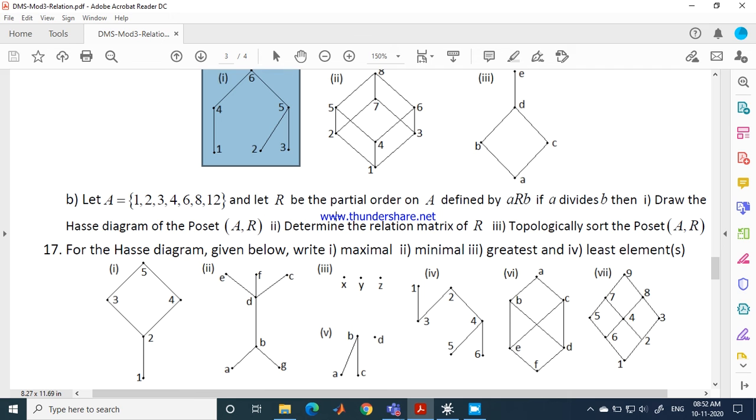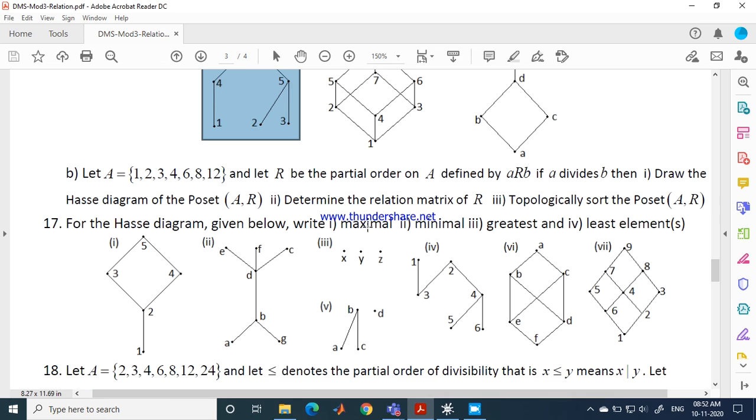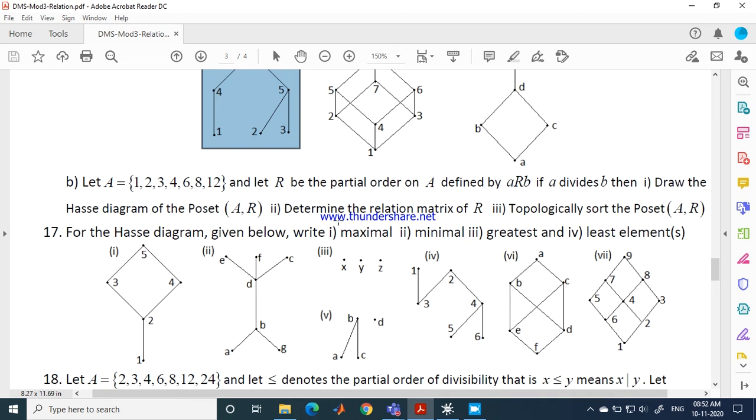Okay, so there's one more question they have given here. Okay, please do this problem. So just give a try to this. Friends, make a note of this question and please try it.